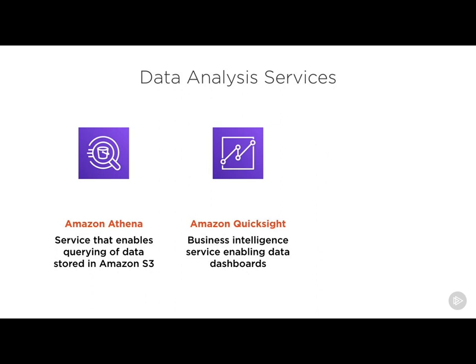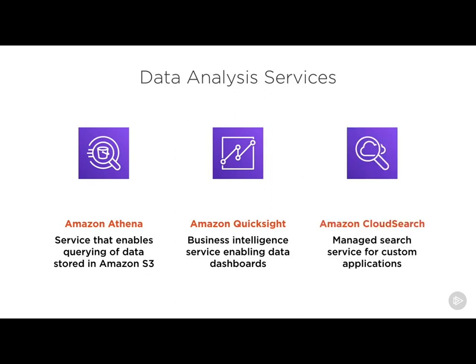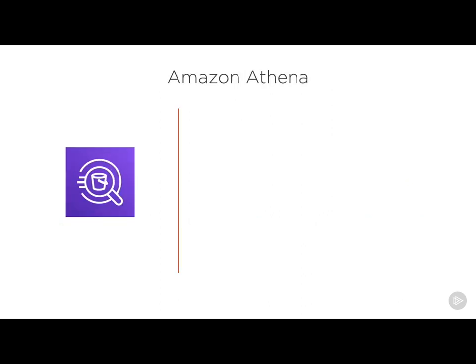And then we'll be talking about Amazon CloudSearch. And this is a search service that can be used for custom applications. So let's dive in and look at these. So first of all, we have Athena. And this is a fully managed serverless service. So you don't have to configure any of the underlying infrastructure. You can simply leverage the service.